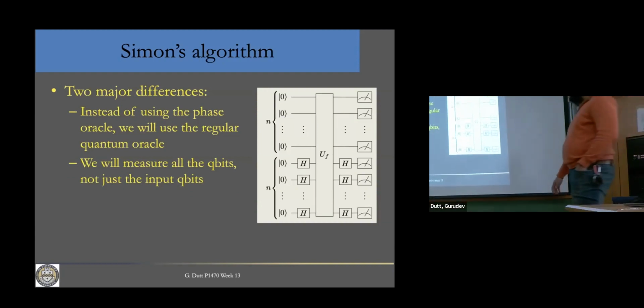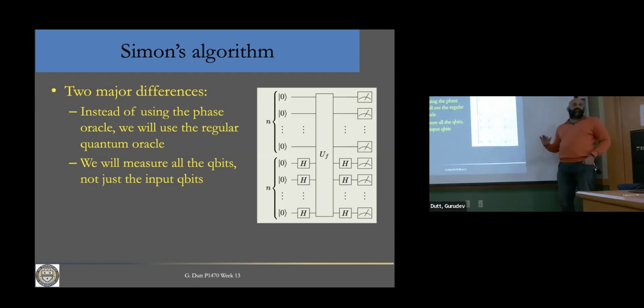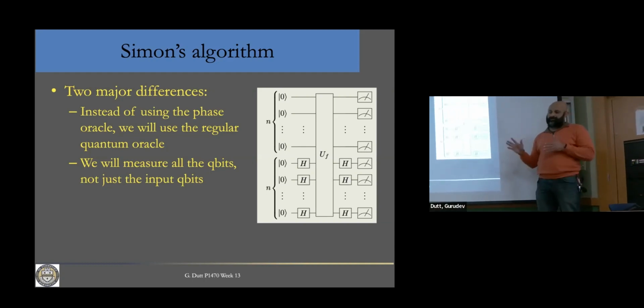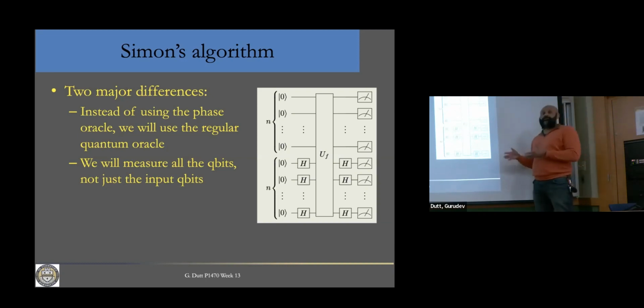All right, so what are the differences from the earlier algorithms that we have used? Here we are going to use all the qubits, not just the input. In our earlier algorithms, we only cared about the input qubits at the end. We measured the input qubits, and the pattern that they had told us something about whatever we were trying to find. Here we're going to measure all of them, both the input as well as the ancilla qubits.